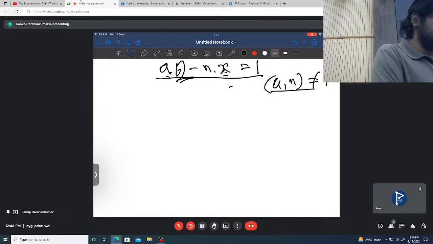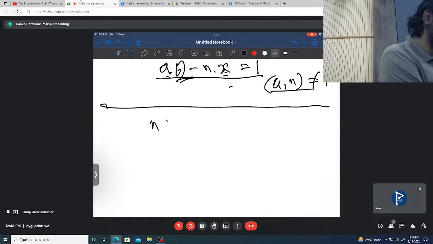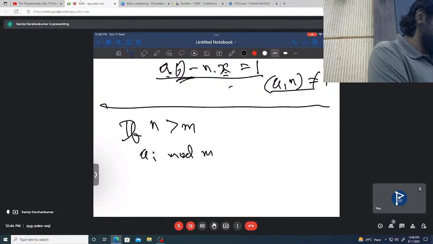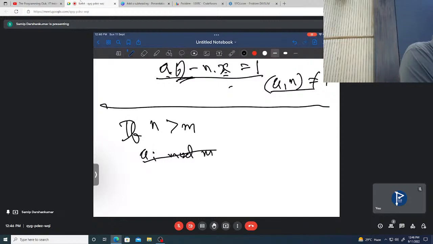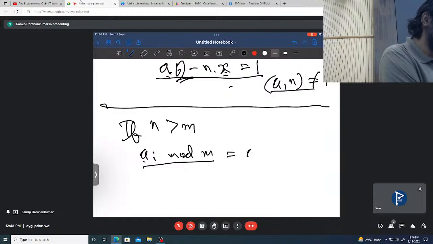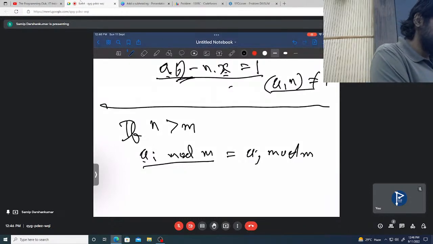But it's quite of use here. So if we consider n greater than m for this problem, first let's calculate ai mod m for each ai. If any two of the mods are the same, then the answer is 0, because if ai mod m equals aj mod m, then ai minus aj mod m is 0. So if any two of the mods are same, our answer is 0.